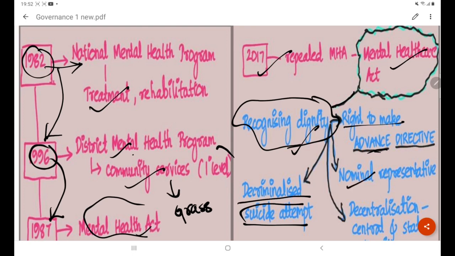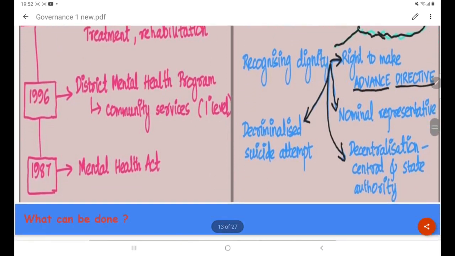Then the nominated representative. Mentally disabled people are given a chance to have their own nominated representatives, and there is a decentralization seen here. Decentralization in administration, that is, there will be a central authority and many state authorities dealing with mental health issues. So this also results in grassroots level public service delivery in terms of mental health.